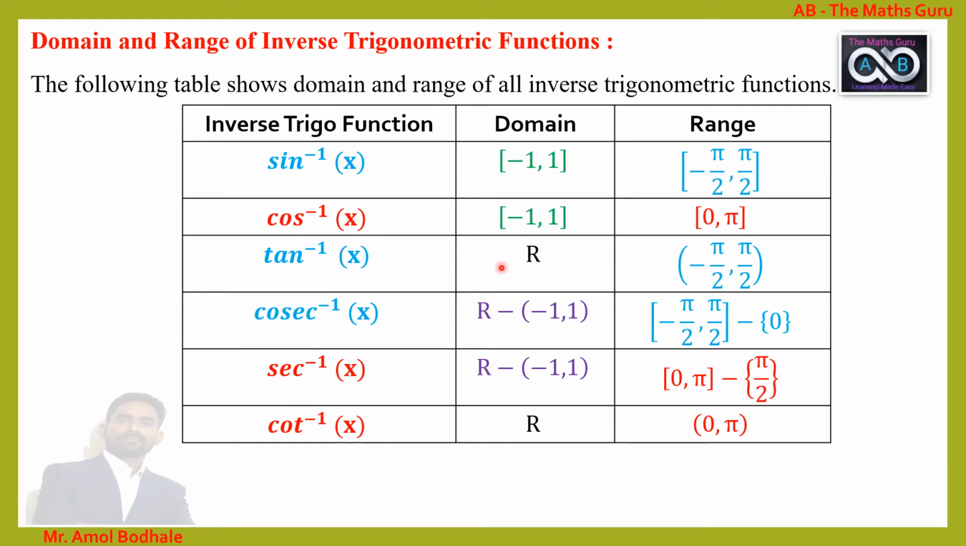-1, 1. Now the domain of tan inverse is the set of real numbers, as well as the domain of cot inverse, which is also the set of real numbers. Now the range of sine inverse of x is close interval -π/2, π/2. Now the range of cosec inverse is also close interval -π/2, π/2, except the point 0, which is the midpoint of this interval. Now the range for cos inverse of x is close interval 0, π.